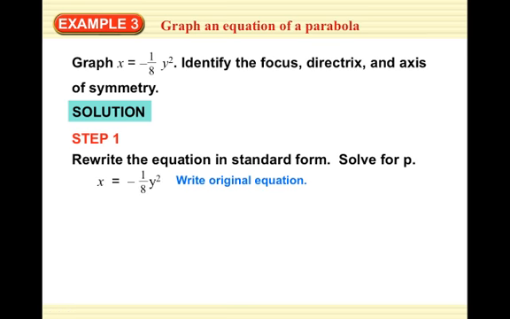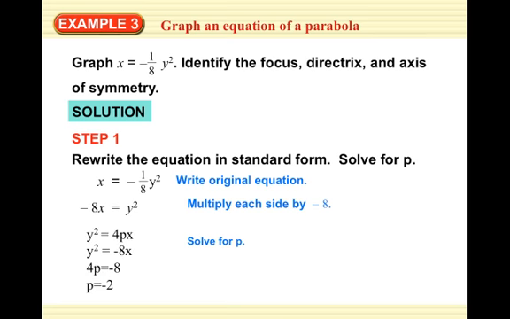So we're going to multiply both sides by 8, and we get 8x equals y squared. Now, that means y squared equals 8x. So that would be the standard form. Now we know that y squared equals 4px. Our particular equation that we're working with today is y squared equals 8x. That means that 4p equals 8, so p equals 2. Just divide both sides by 4 and you're done there.